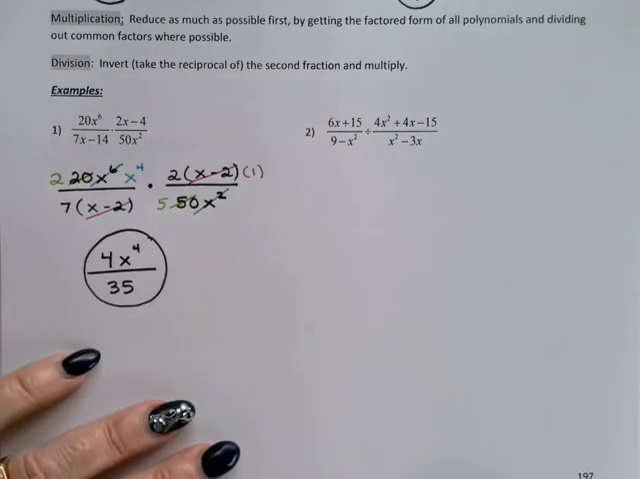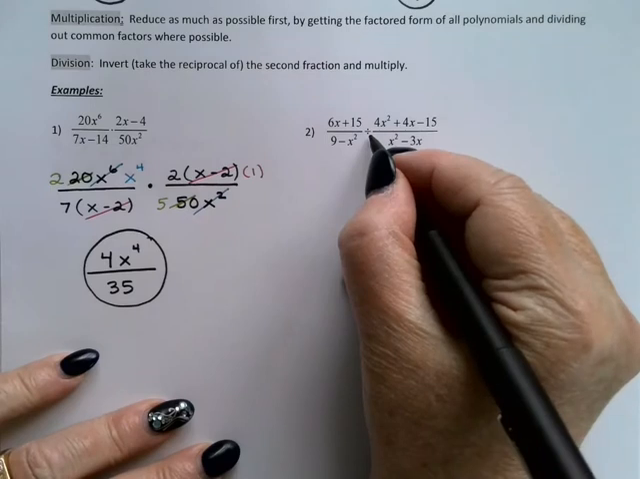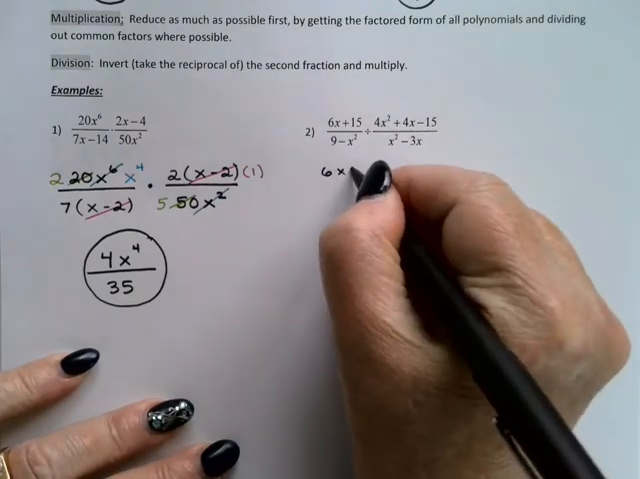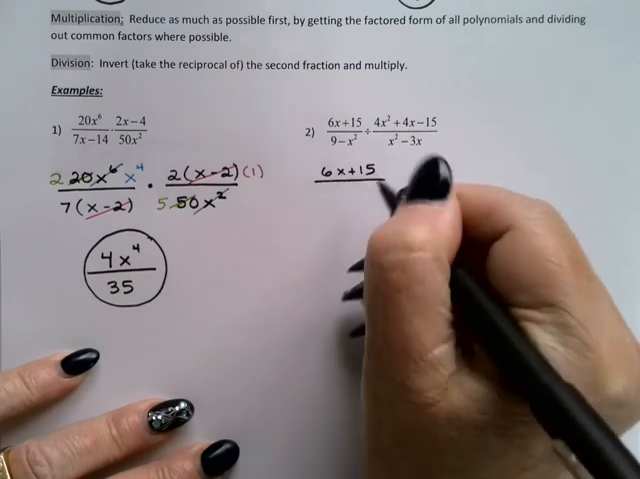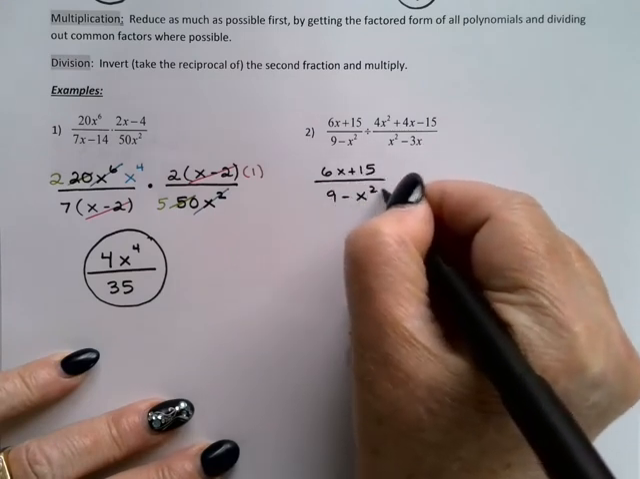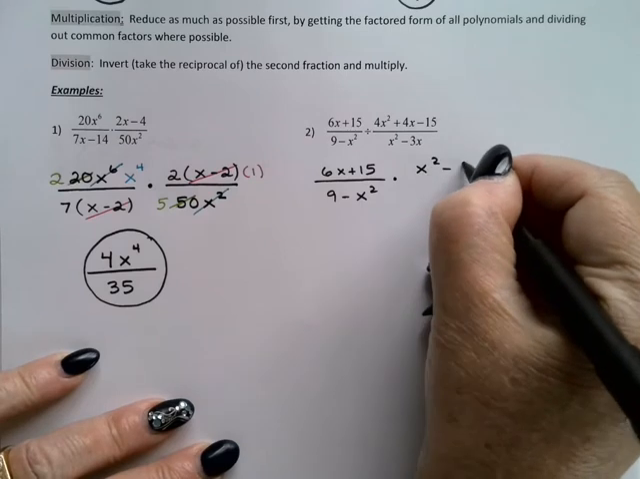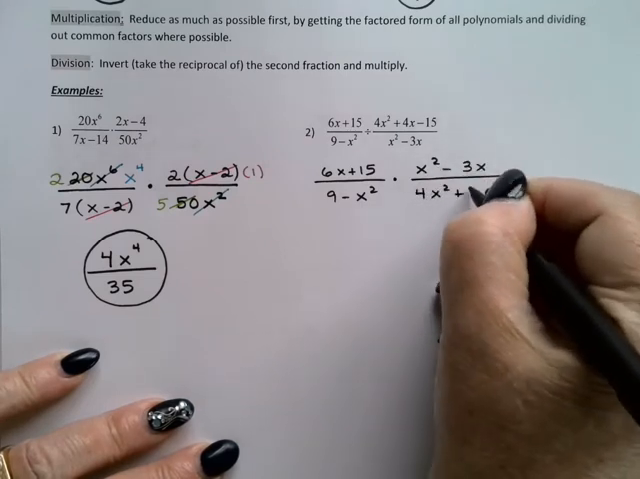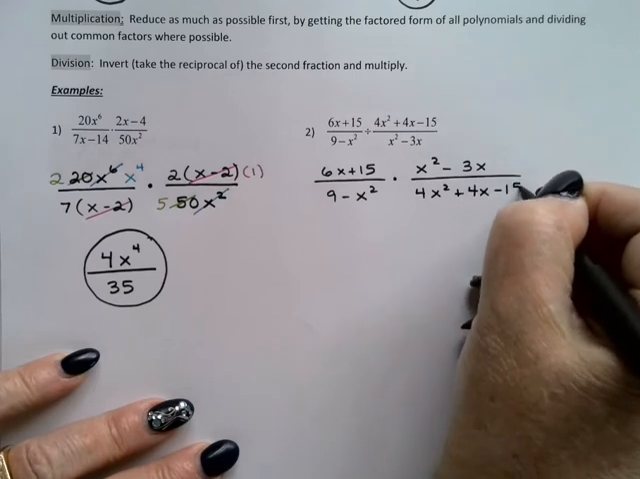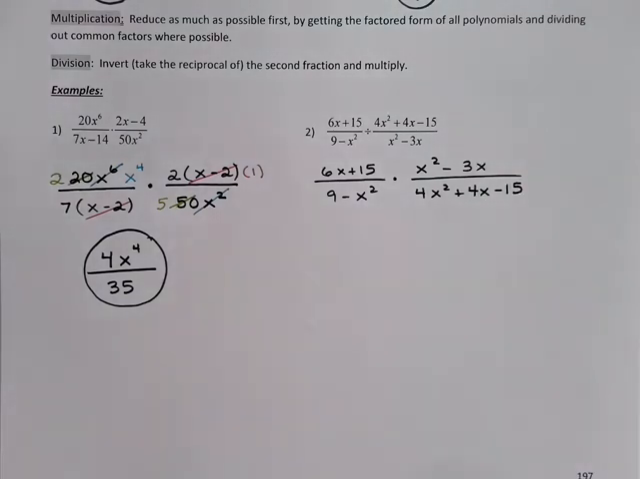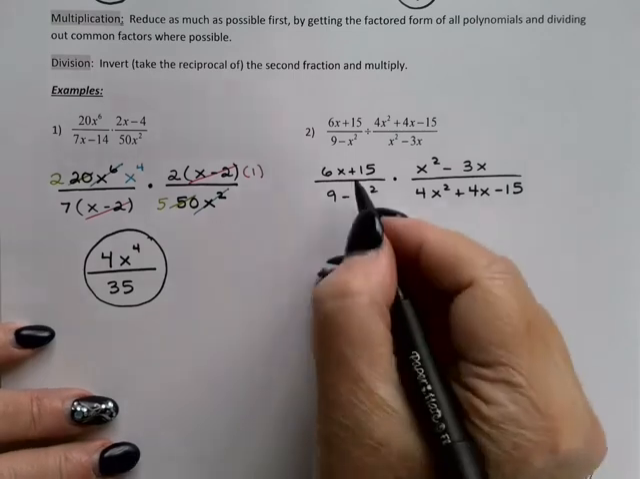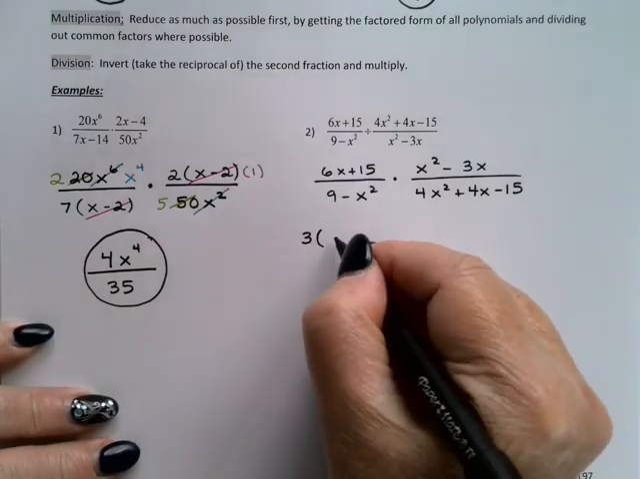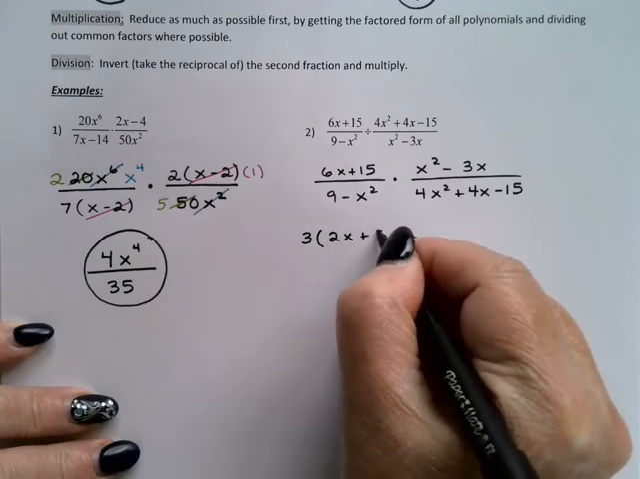All right, let's take a look at number 2. This is division, so I'm going to start by just rewriting it as multiply by the reciprocal. All right, I've got a bunch of factoring to do this time. In my numerator, I could take out a GCF of 3, which makes that 2x plus 5.